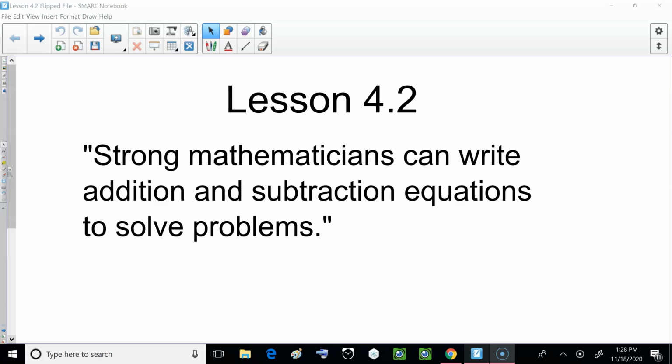Welcome, class, to lesson 4.2. So today, strong mathematicians can write addition and subtraction equations to solve problems. We talked about equations a lot before. Now we're taking it to the next level, being able to write them and to solve them.